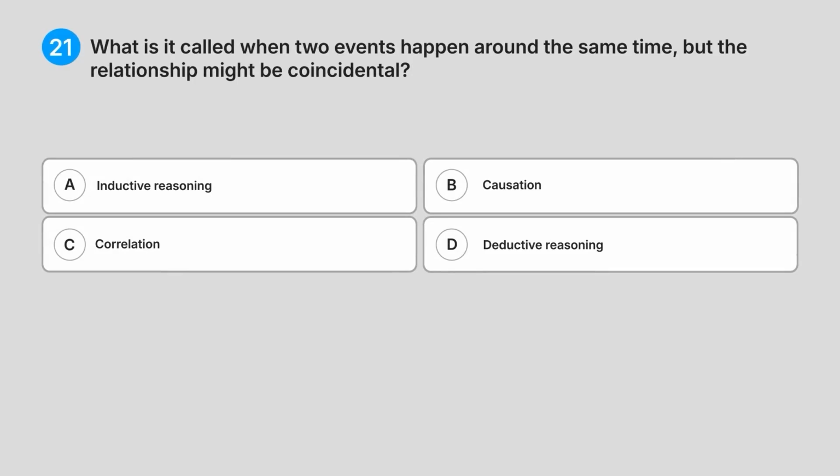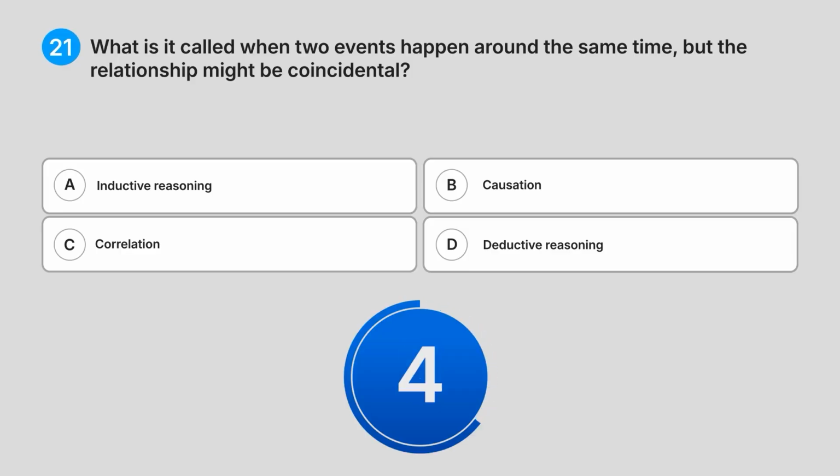(21) What is it called when two events happen around the same time, but the relationship might be coincidental? A. Inductive reasoning. B. Causation. C. Correlation. D. Deductive reasoning. Can you guess the answer?